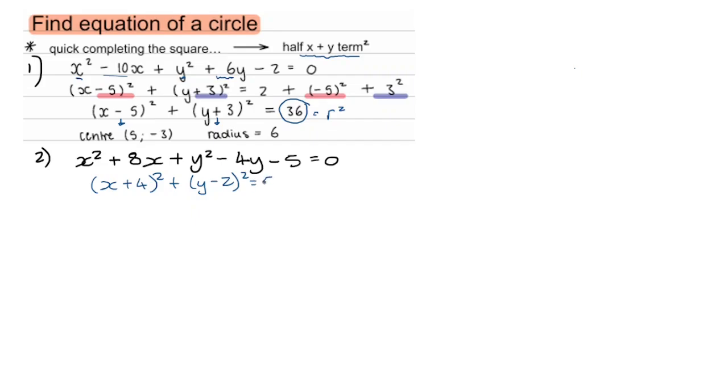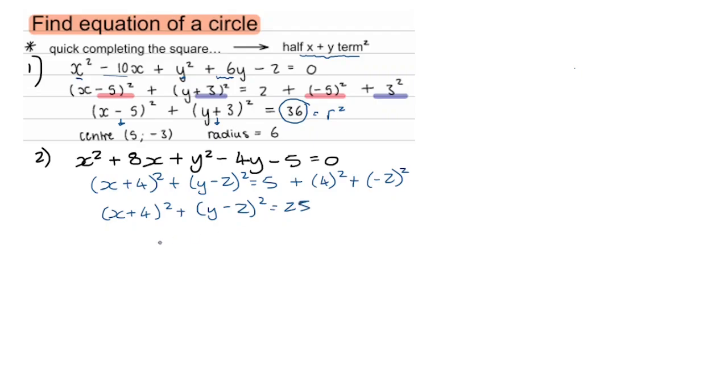I'm going to take the number across, so it becomes positive 5. I can't magically just introduce this plus 4, so I just add 4 squared on this side. I can't magically introduce minus 2, so I add minus 2 squared on this side. That will leave me with the same brackets squared, and then this I can just work out. So that's 16 plus 4 is 20, so it equals 25.